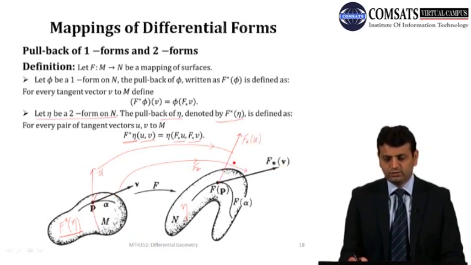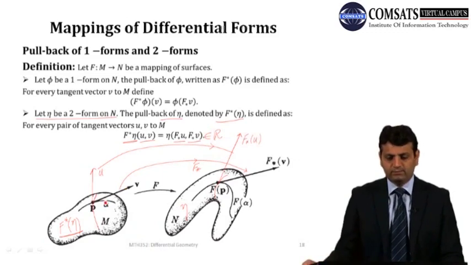So we get two tangent vectors to the surface n. So we have a pair of tangent vectors to the surface n, and hence we can apply eta, which is the two form on n, on this pair of tangent vectors, and we will get a real number. So that's how we define pullback of a two form to the surface m.